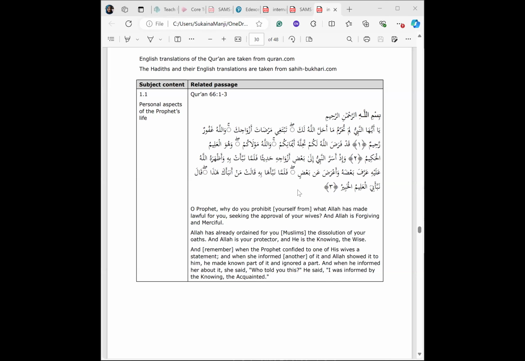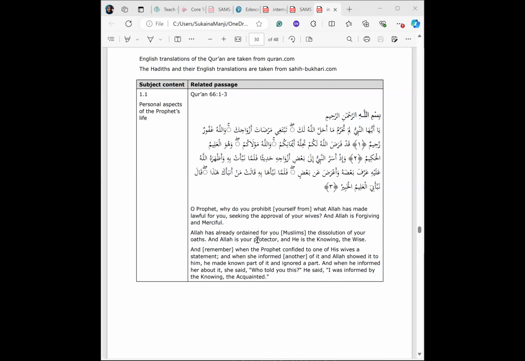Again, here it talks about Allah is forgiving and merciful. So Allah's characters, what do we mean by Allah is forgiving? What do we mean by merciful? Now remember, we have merciful as one of the topics that is discussed within the characteristics of Allah. So you can start discussion about what do we mean by merciful. Allah has already ordained for you Muslims the dissolution of your oaths, and Allah is your protector.